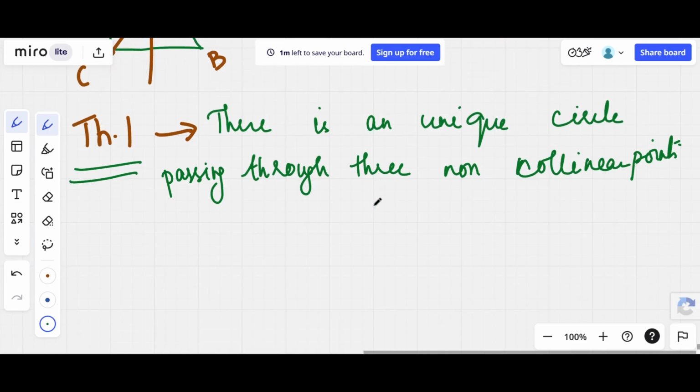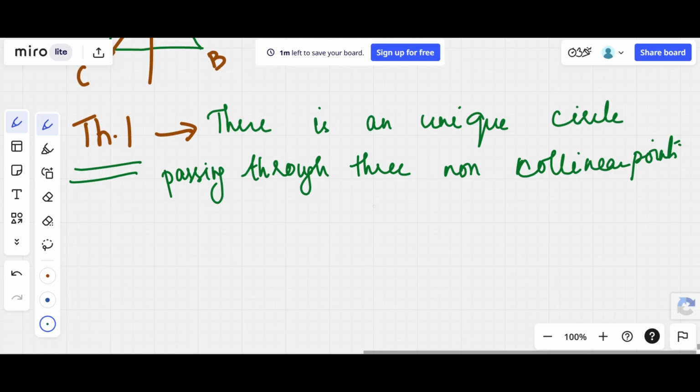So there are many theorems. We will one by one go through each one of them. So that I proved. How did I prove? Showed you using three triangles: acute angle, right angle and obtuse angled triangles.